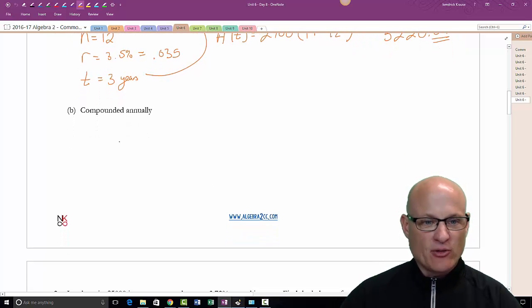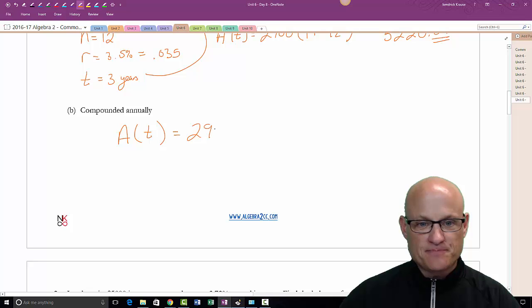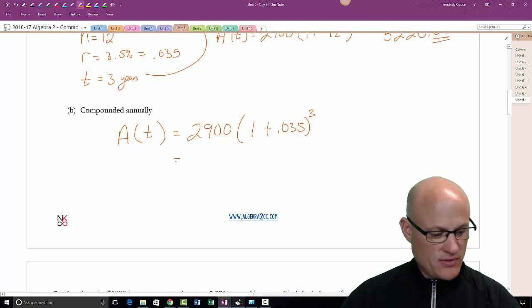So compounded annually says our A sub t. We're going to use those same numbers, so I'm not going to rewrite them. A sub t equals 2,900 times 1 plus 0.035 to the 3. That's it. Simple.